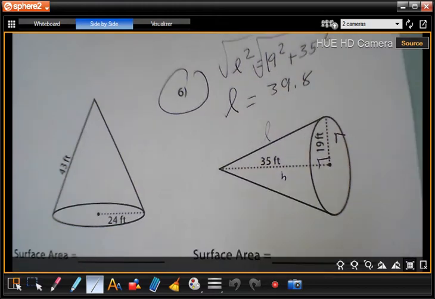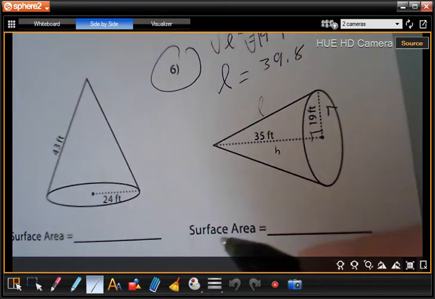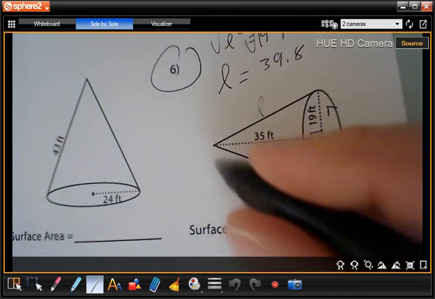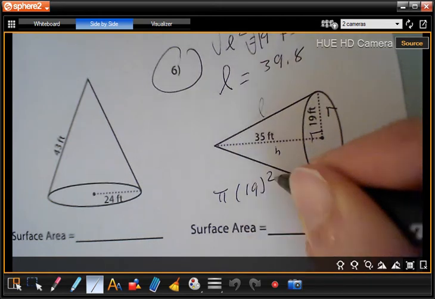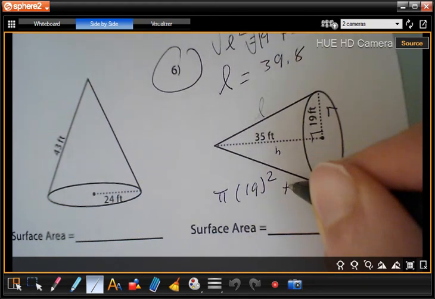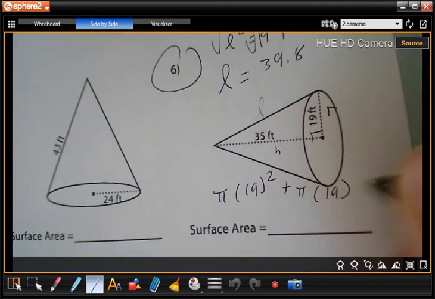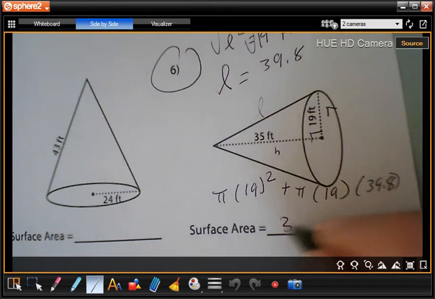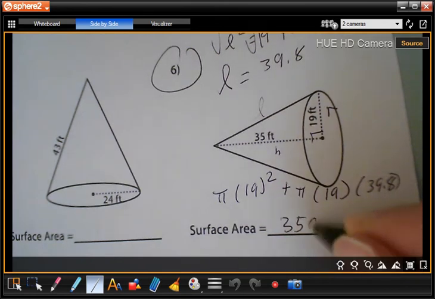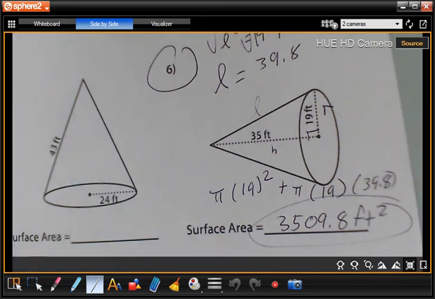And then we're going to put this in the surface area formula, which is pi r squared, so that's 19 squared, plus pi r, 19 again, times slant height, 39.8. And I'm going to put this all in my calculator at once, and I get 3,509.8 feet squared. Remember, it's surface area, so that's why we're getting squared for this.